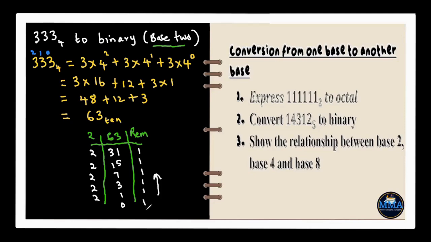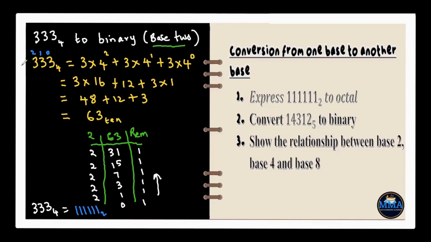So what do you see here? 111111 base 2. That means we have seen that 333 base 4 is equivalent to 111111 base 2. So that answer that we got before is valid.